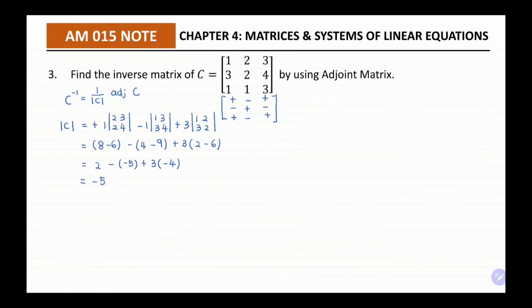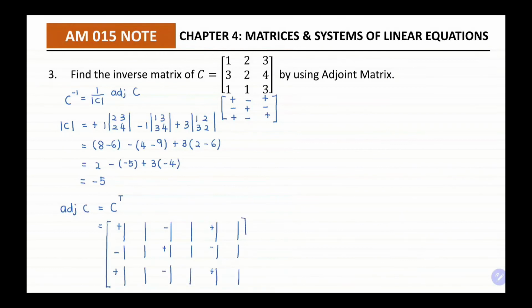Okay, now we continue to find adjoint C. Adjoint C is C transpose, cofactor transpose, CT. Okay, to find cofactor, we open a big bracket, we put the sign with minor. So plus minor, minus minor, plus minor, minus minor, plus minor, minus minor, plus with minor, minus with minor, and plus with minor. Then we close the bracket, we put transpose. Okay. Now, we must close each number.